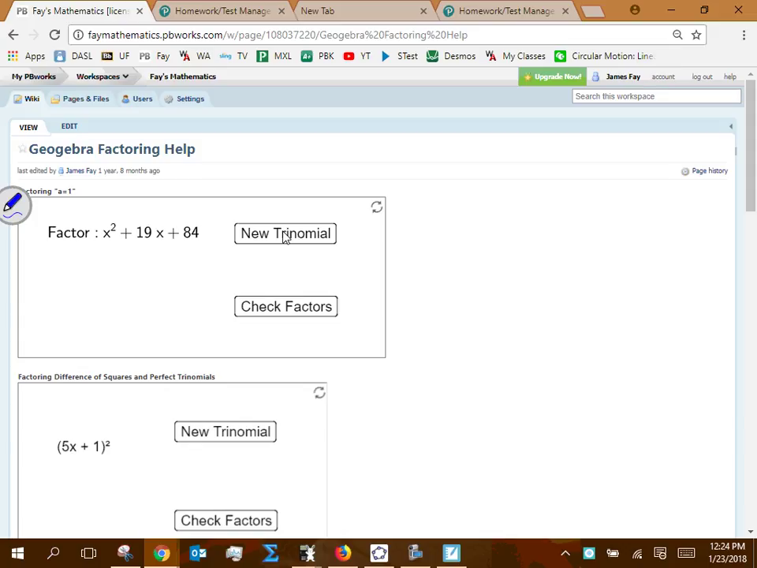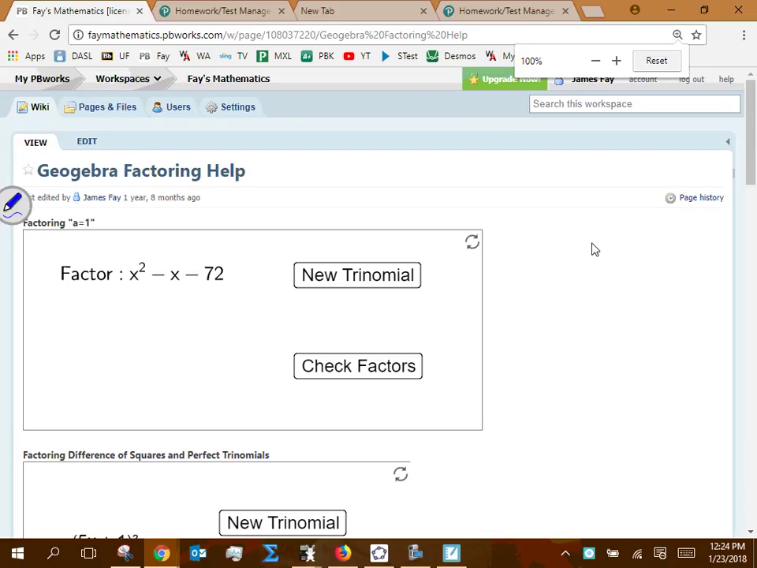Now some of them are already factored, so that one's pretty easy. It's already done the first step for us. So I'm going to try to find something a little bit different. So I get to that one. And I want to factor this, okay? So I get x squared minus x minus 72.